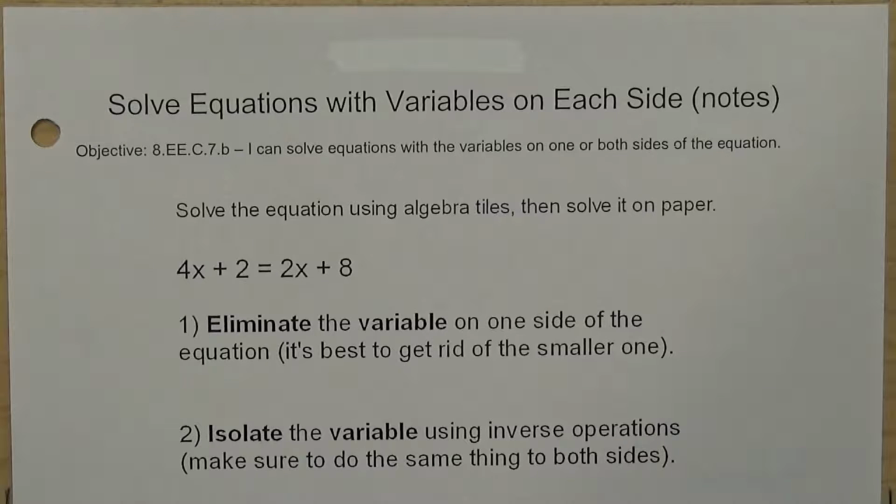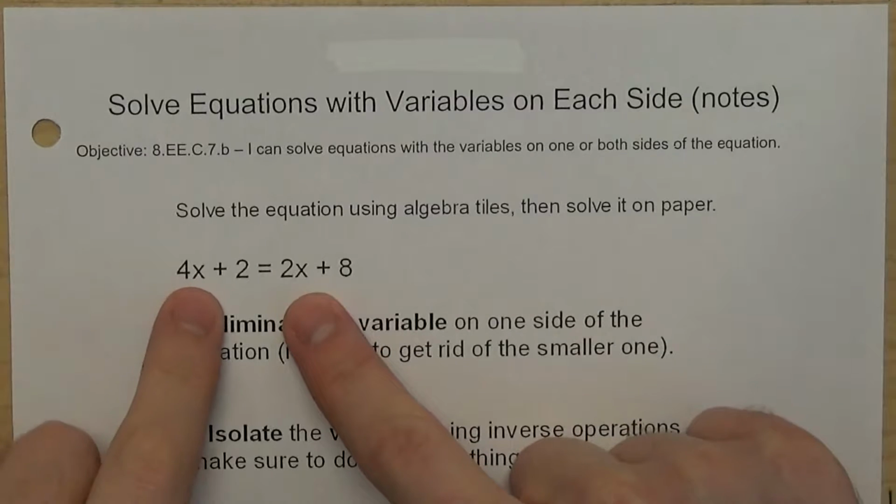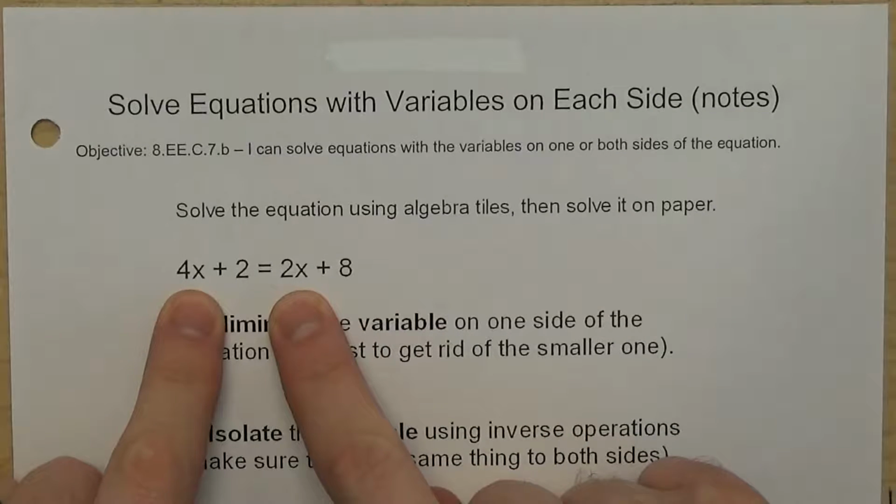We're not going to be using algebra tiles here in the video, but we probably will be using some in class. So let's just solve this with pencil and paper. You'll notice this equation does have a variable on both sides. We have 4x on this side and 2x on that side.